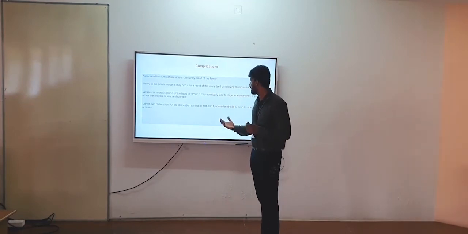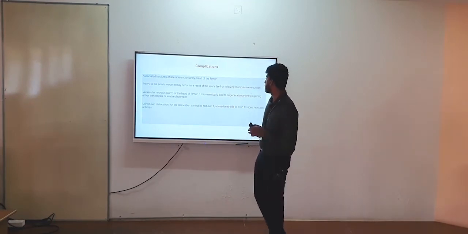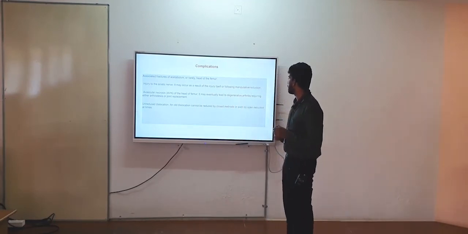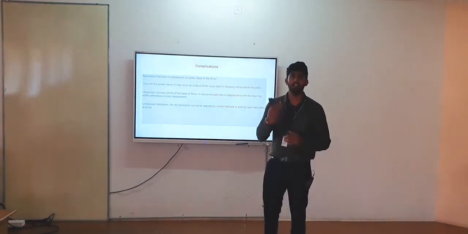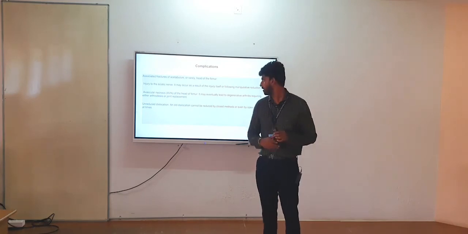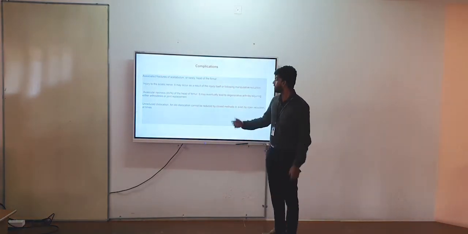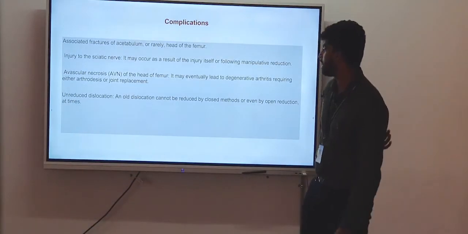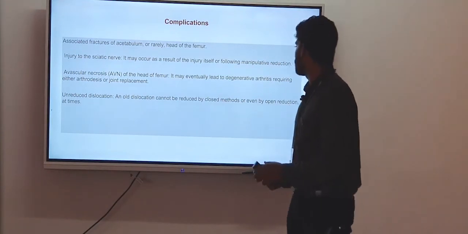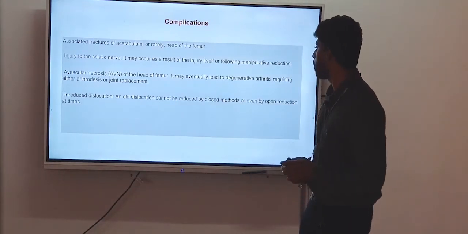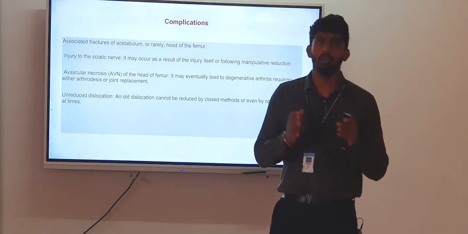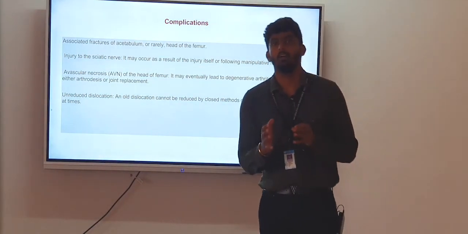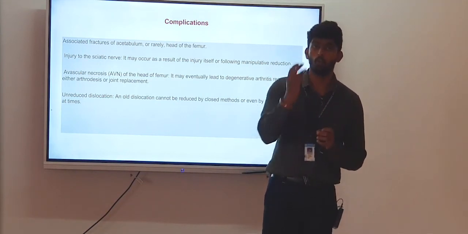Another thing is avascular necrosis, which can occur near the head of the femur. It may eventually lead to degenerative arthritis, which can even lead to total hip replacement. Unreduced dislocation can also occur, meaning a dislocation which cannot be reduced by closed method or even by open reduction. These are the complications you have to think about before treating a patient.